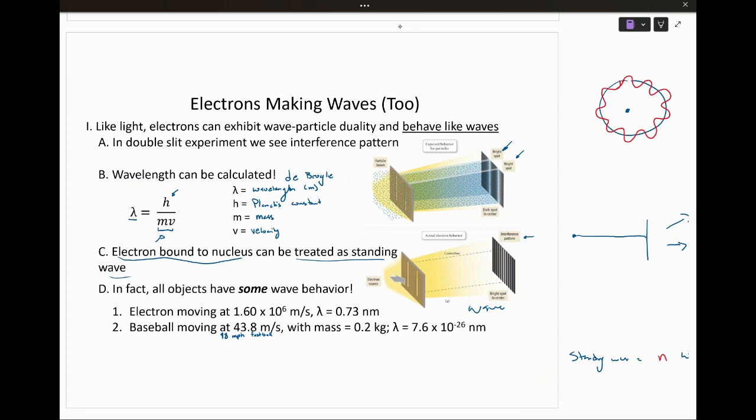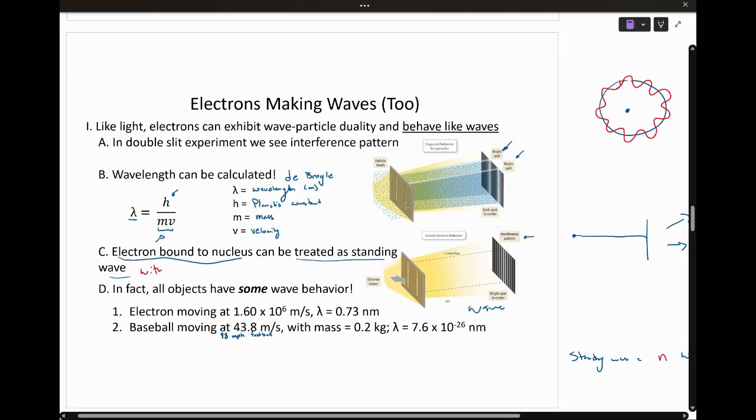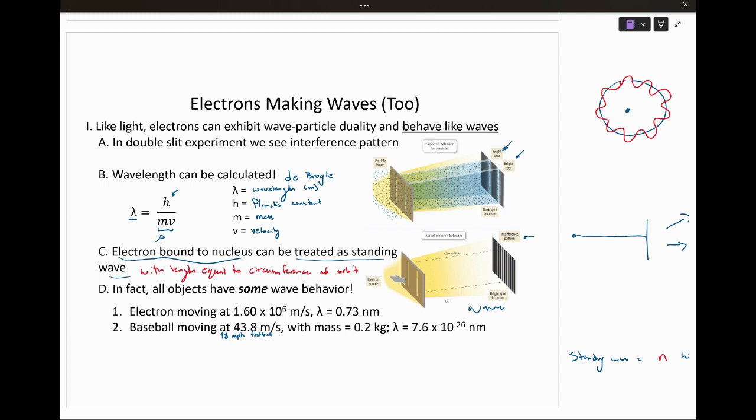And I just want to add one more thing. So electrons bound to the nucleus can be treated as a standing wave with length equal to the circumference of your orbit. So we're going to fit some n number of waves in that orbit. Okay? And it's not just electrons that have this wave-like nature, all objects technically have some wave-like nature to them.